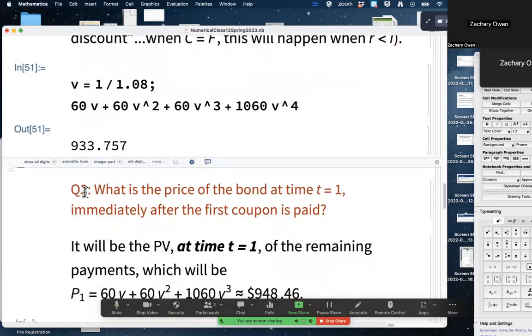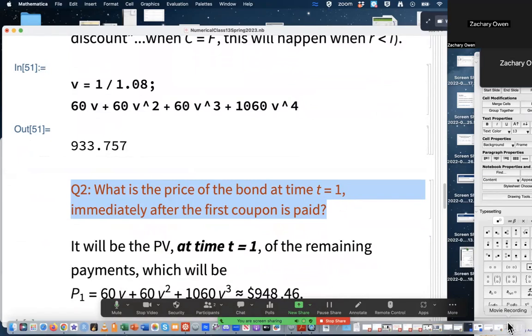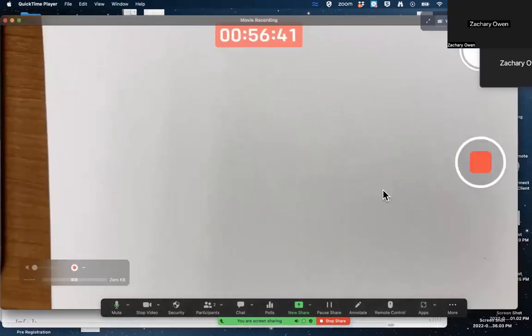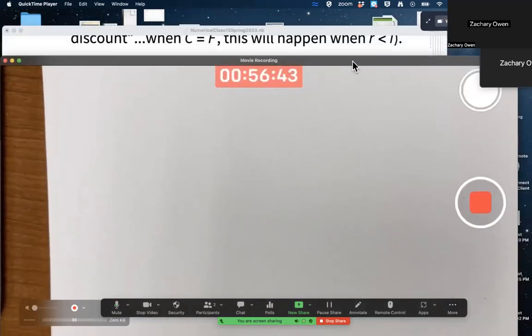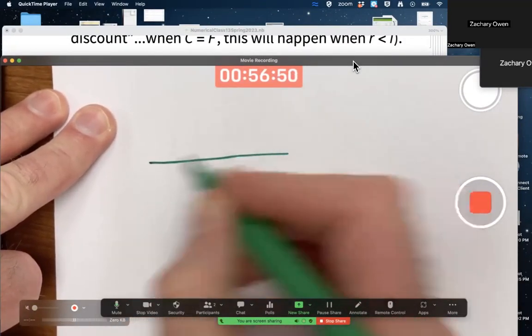Here are new questions. Question 2: what is the price of the bond at time 1, assuming the first coupon has been paid? What is the price of the bond at time 1, immediately after the first coupon is paid? So let's draw the timeline again here, like we did a month or so ago.